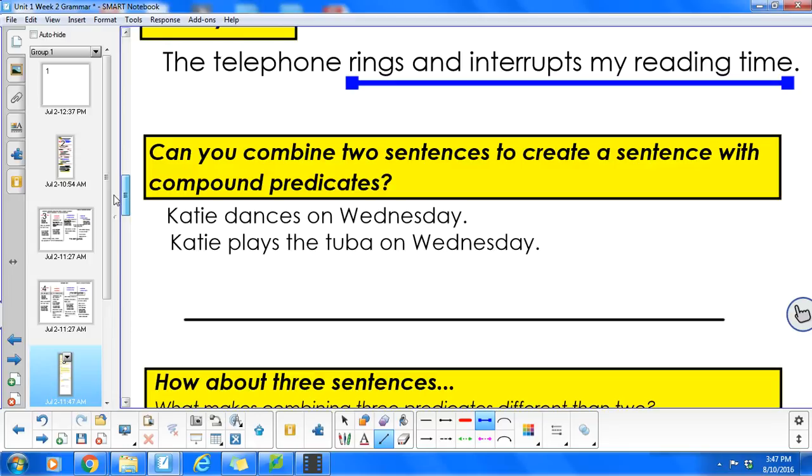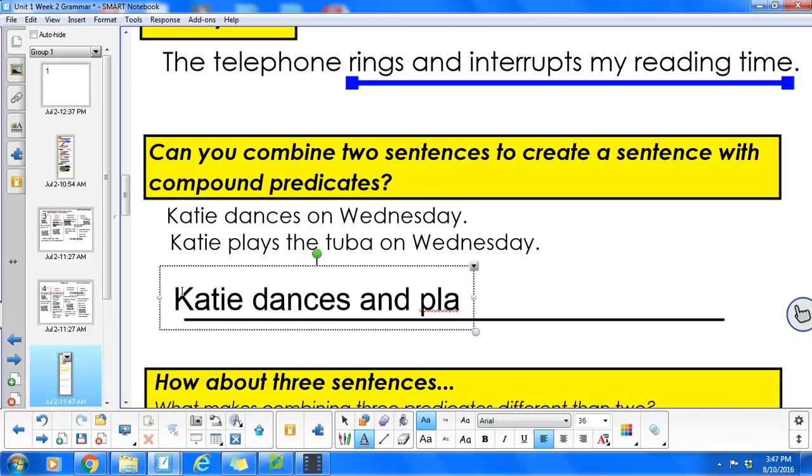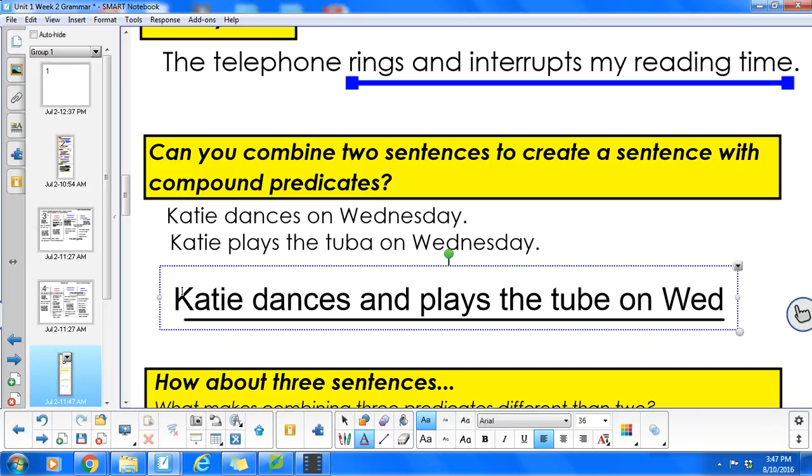So let's try to combine. Check out Katie here. She's doing two things. She dances on Wednesday and she plays the tuba on Wednesday. So instead of doing two separate sentences, let's combine them into one. So we're going to keep Katie because she's in both sentences. Katie dances and plays the tuba. And when did she do that? On Wednesday.